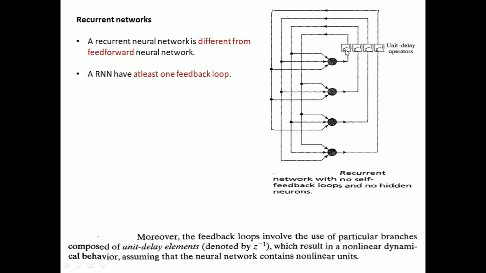If you see here, there is one particular node called unit delay operators. These are the unit delay elements, which help the network to have non-linear or dynamical behavior. Our assumption is that the neural network contains non-linear units, so the presence of these unit delay operators results in a non-linear dynamical behavior of the network. Also, we do not have any hidden neurons in this particular recurrent network.